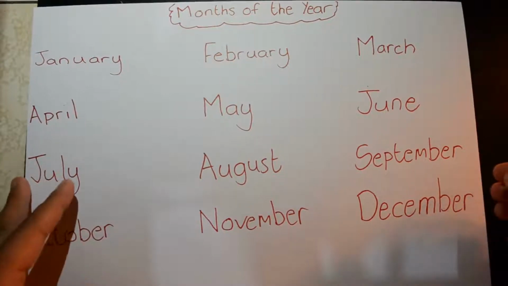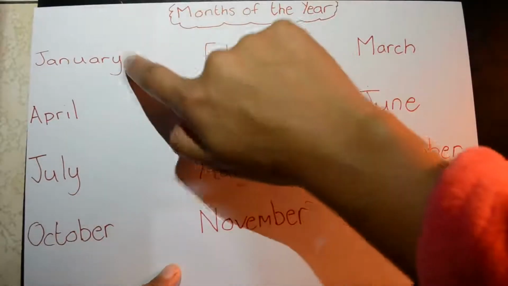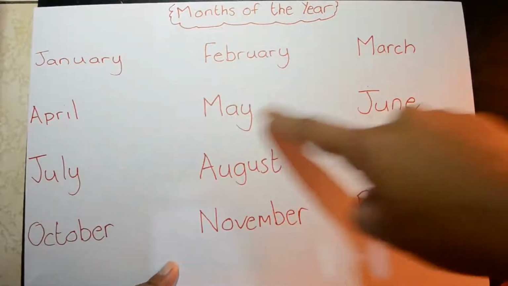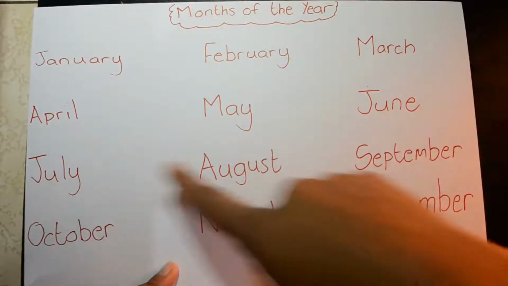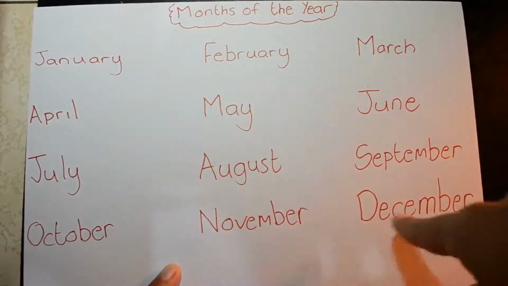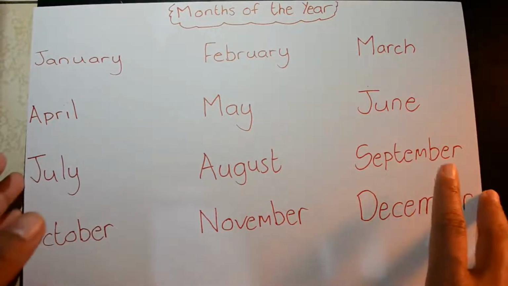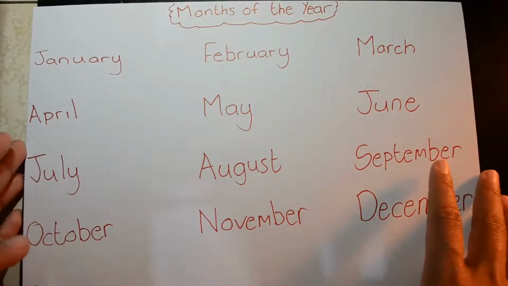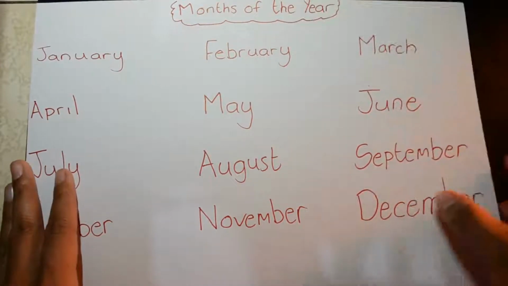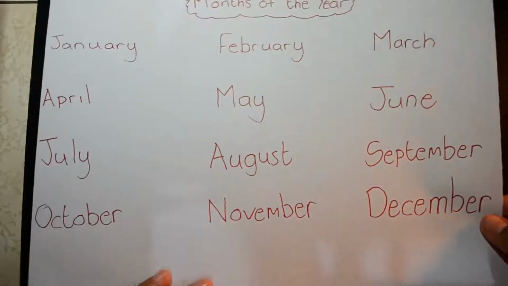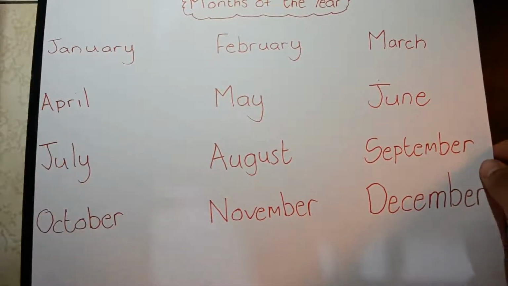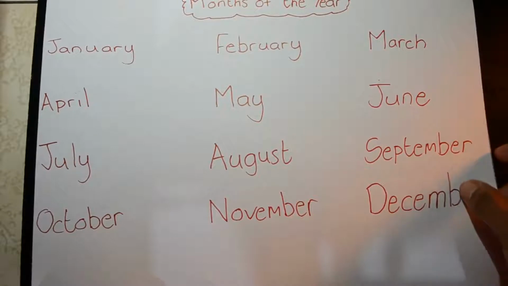These are the months of the year and they go like this: January, February, March, April, May, June, July, August, September, October, November, December. Okay, you need to know them off by heart. So please will you write this down and go over them and practice. Make sure you can say them in order: January, February, March.